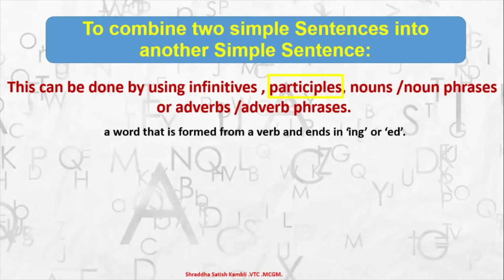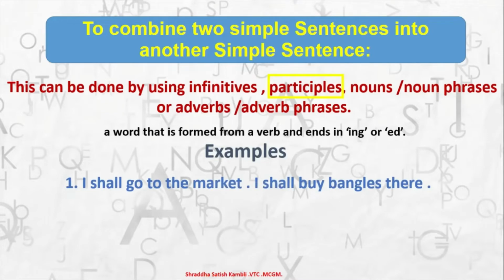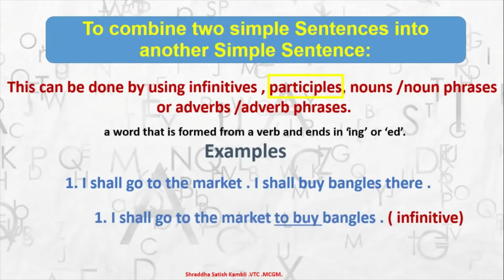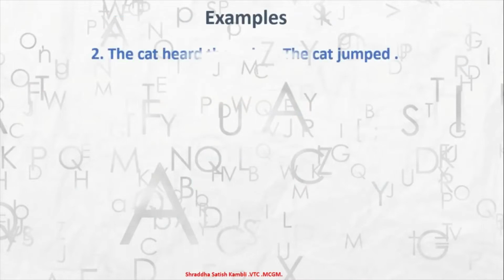So all these things we had discussed when we talked about how you combine two simple sentences into another simple sentence. We also took a look at certain examples, so let's take a look at the examples again in the form of revision. The examples here are, I shall go to the market to buy bangles there. We combine them together and we say, I shall go to the market to buy vegetables. I have made use of the infinitive here to combine two simple sentences into another simple sentence. Moving on to take a look at some more examples. So you have, the cat heard the noise, the cat jumped.